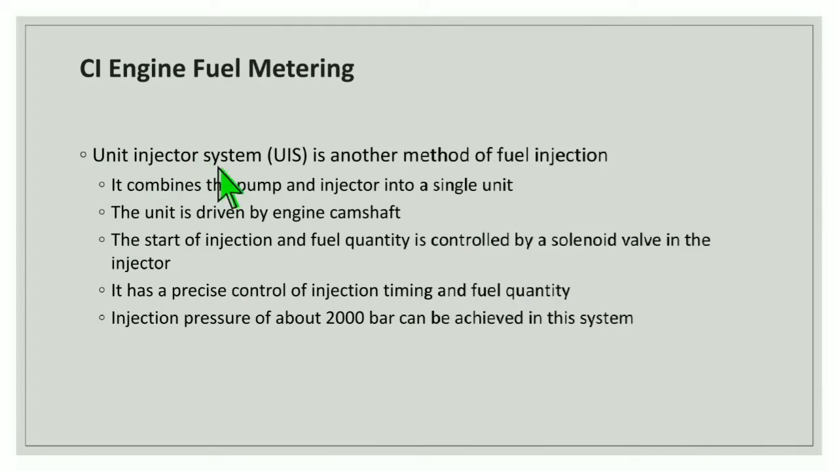Unit injector system, or UIS, is another method of fuel injection. It combines the pump and injector into a single unit. The unit is driven by the engine camshaft. The start of injection and fuel quantity is controlled by a solenoid valve in the injector. It has precise control of injection timing and fuel quantity. Injection pressure of about 1000 bar can be achieved in this system.